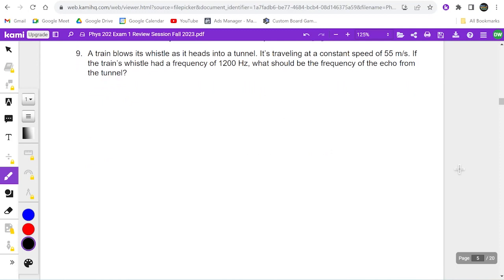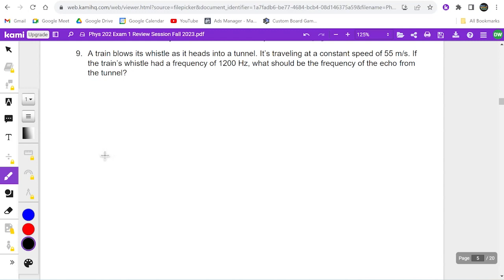Number 9, a train blows its whistle as it heads into a tunnel. It's traveling at a constant speed of 55 meters per second. If the train's whistle had a frequency of 1200 hertz, what should be the frequency of the echo from the tunnel? Great question. So the secret to this one, well, before I get to the secret, let's just set up the scenario. Let's draw a picture.